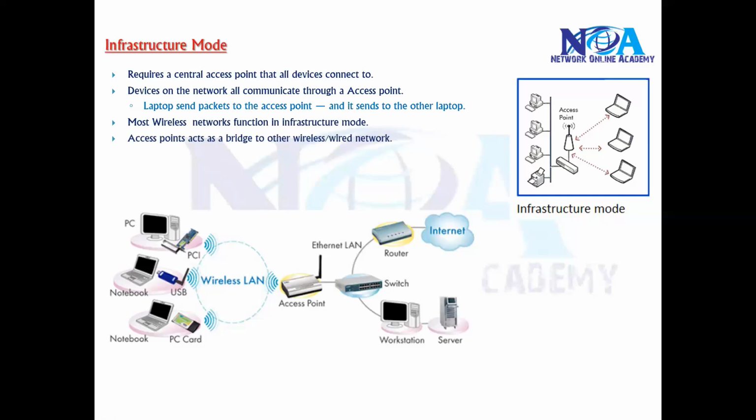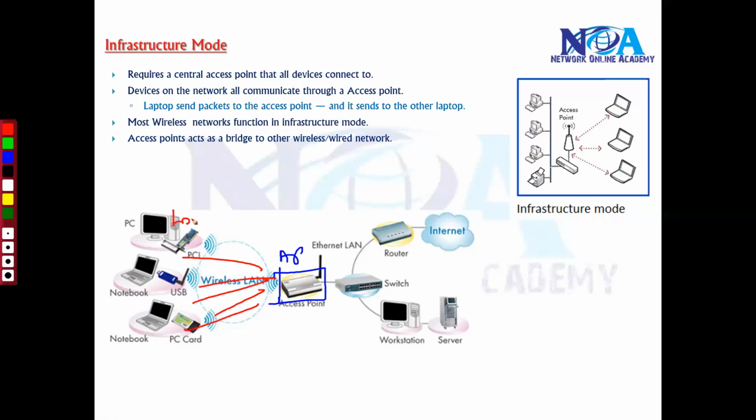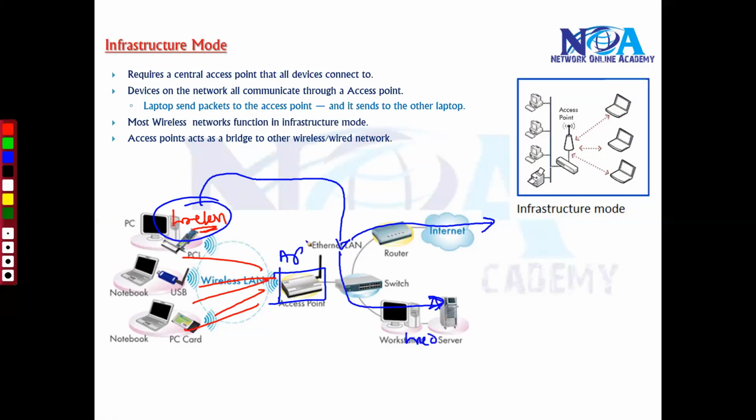Again, access points can act as a bridge between your wired and the wireless network. Typically, this access point is going to provide connectivity to your wireless users. But at the same time, these wireless users can still access the internet or any dedicated servers on your wired network as well. So they are going to bridge the traffic between the wireless users as well as the wired users.